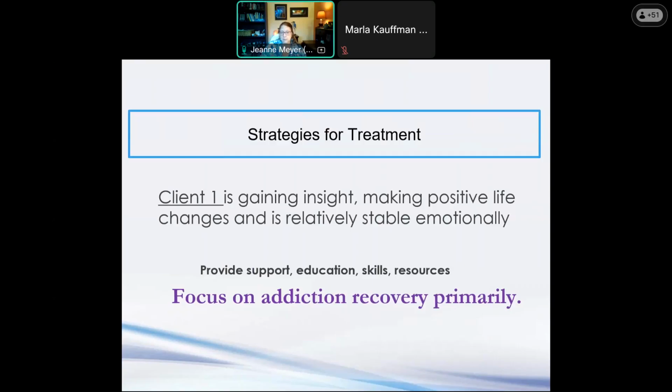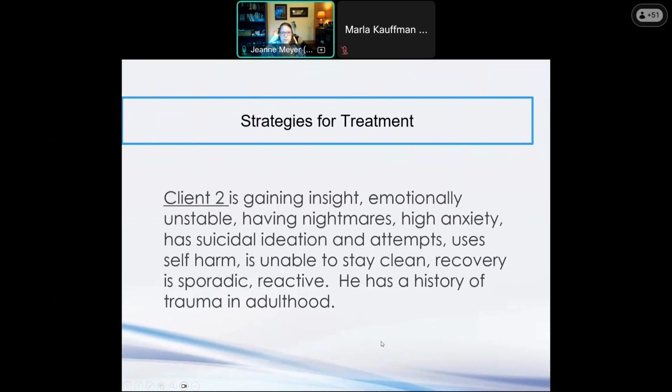So sometimes when a client is in early recovery, you know, directly addressing trauma is going to destabilize them. So we do not want to do that. So in this situation, the way that I'm thinking, that would destabilize them. Okay, so let's think about another client.